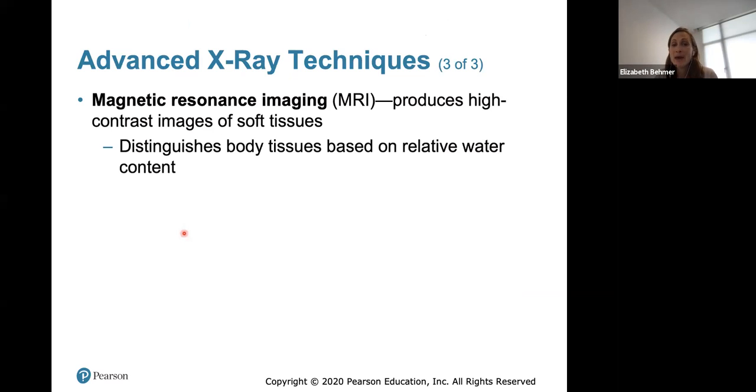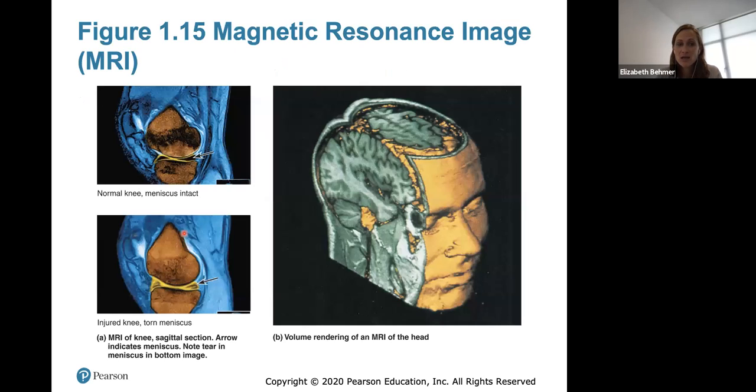An MRI is a magnetic resonance imaging, which produces a high contrast image of soft tissues. And this distinguishes body tissues based on their relative water content. So here's a look at an MRI, a volume rendering of an MRI of the head, of a normal knee, and then an injured knee with a torn meniscus versus a meniscus intact. So very helpful for diagnosing problems.